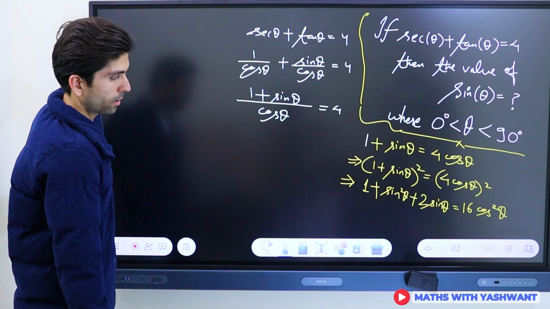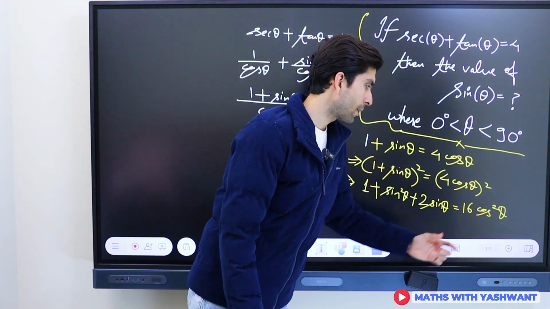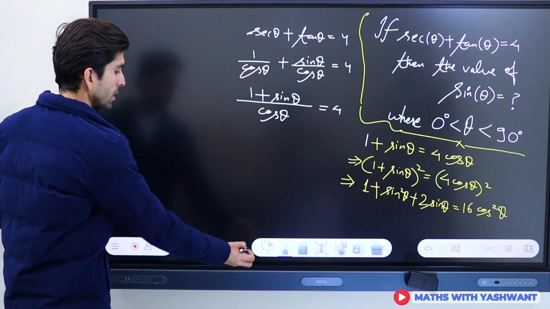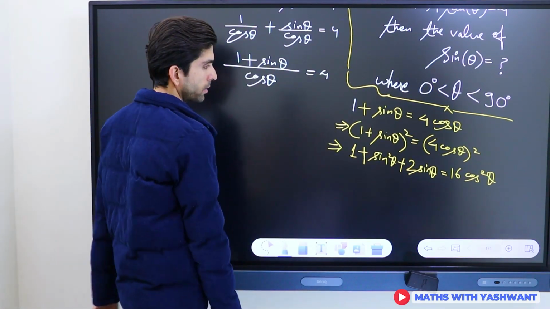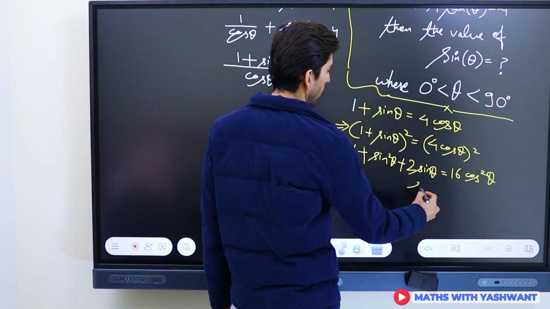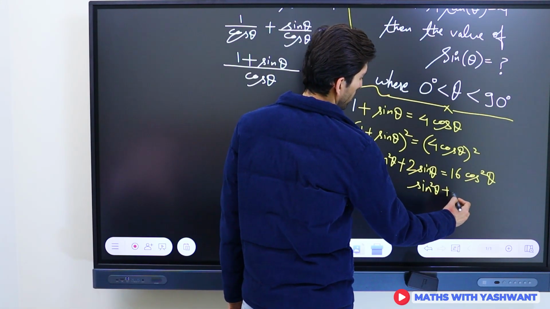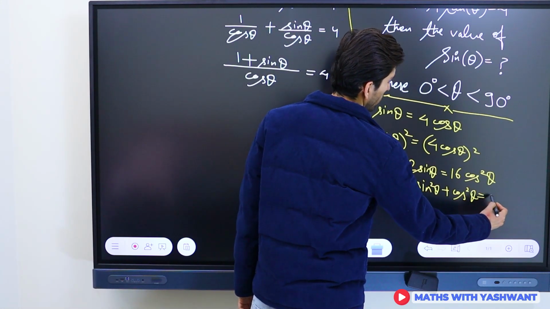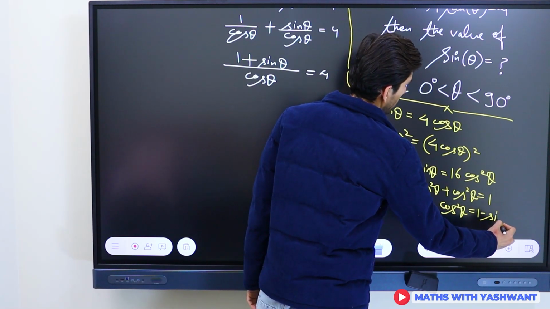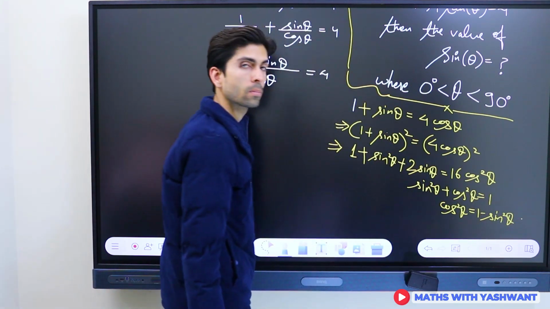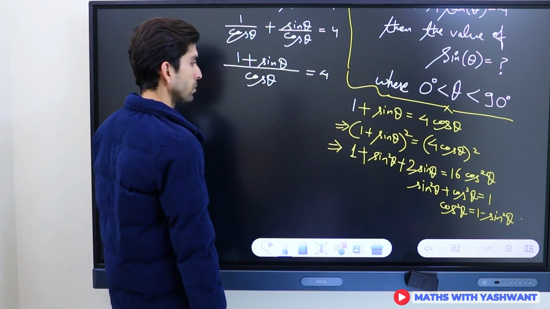Now in place of cos square theta, we can write 1 minus sin square theta using the identity. If you use this identity, sin square theta plus cos square theta is equal to 1, then cos square theta can be written as 1 minus sin square theta.